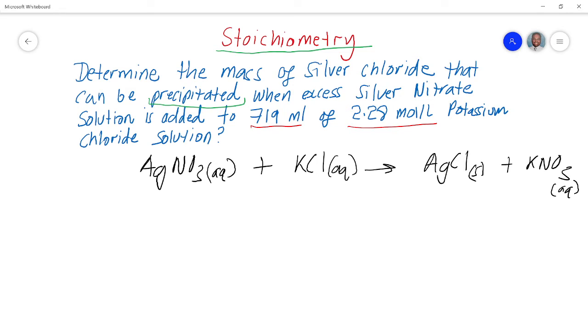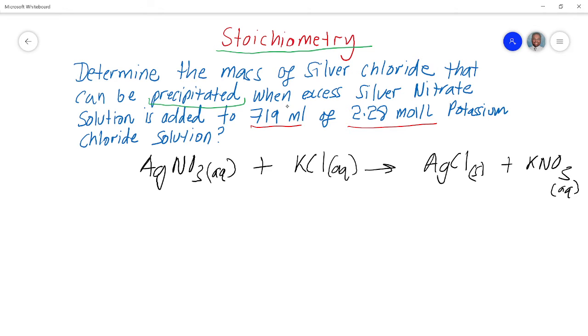If you look at this question here, we need to ask ourselves, are the correct state symbols used? Yes, we've got the precipitate, which is solid silver chloride. Is my equation balanced? You can see silver is balanced, NO3 is balanced, K is balanced, chlorine is balanced. So in this equation, we're lucky that we don't need to balance this, and I'll explain to you why this will be an advantage, especially with mole ratios.